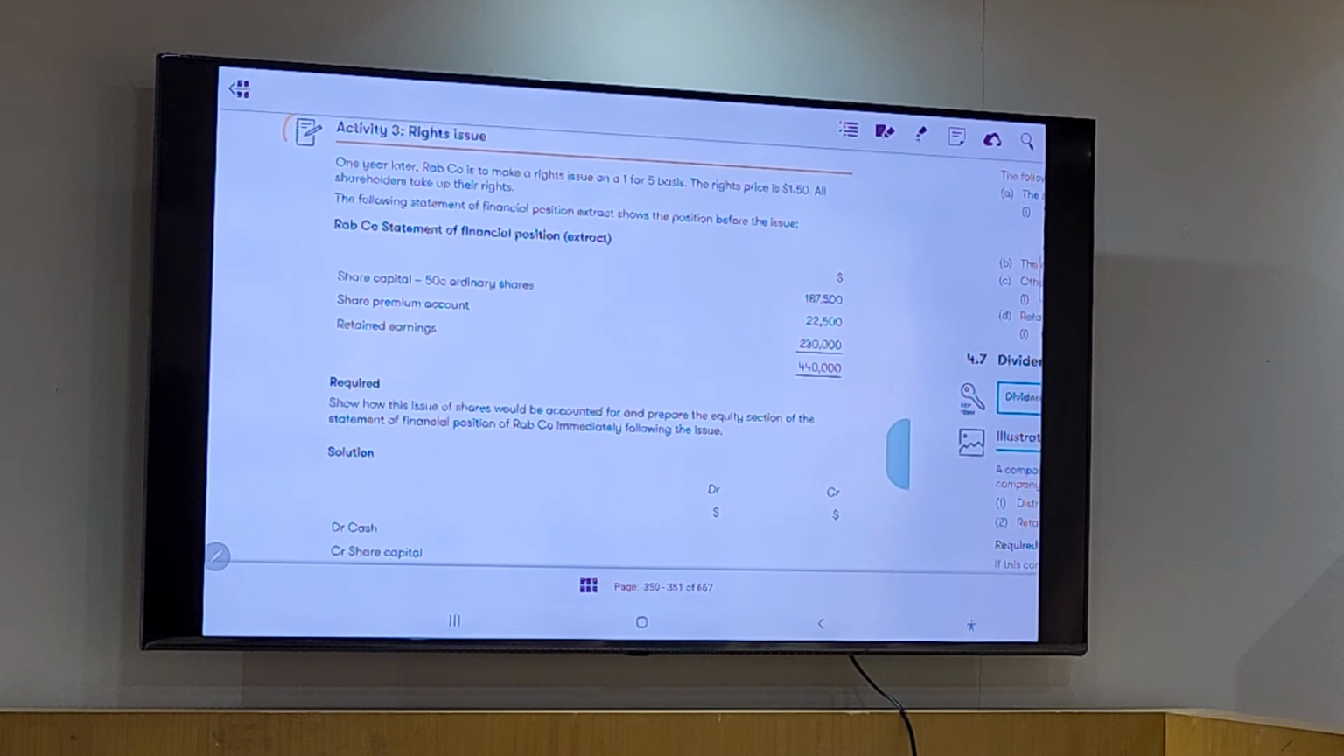Okay, answer the following. How much cash? And then the level for share capital and share premium? So when the share capital goes up, that benefit. How much?